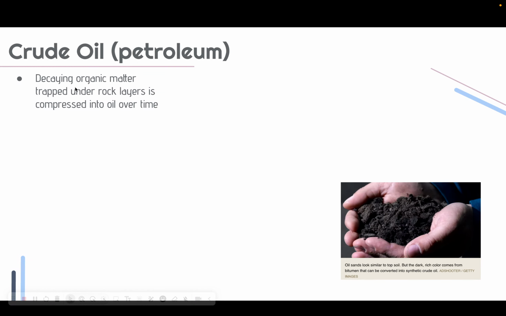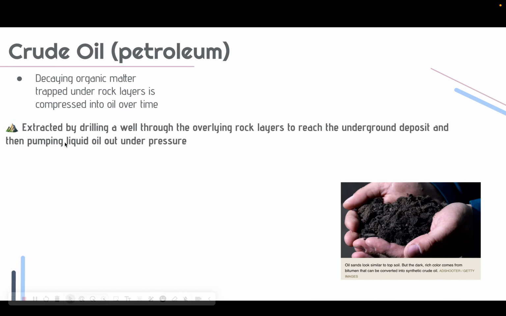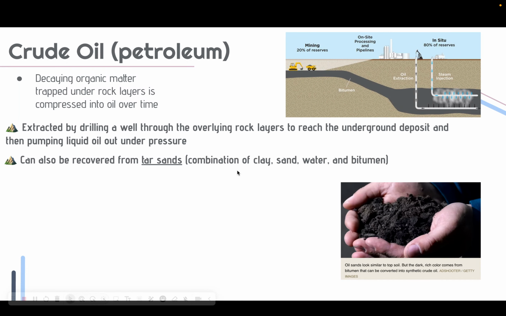Basically, crude oil is decaying organic matter that's trapped under rocks and it's compressed into oil over time. We can extract that by drilling. I think you're all very familiar with that. And that's the most common way that we get oil. We extract it by drilling. Now in Canada, they actually discovered, I don't even know if it started in Canada or maybe it started in the United States, because Oklahoma was one of the first places that started using tar sands, which is basically a way that we can recover oil.